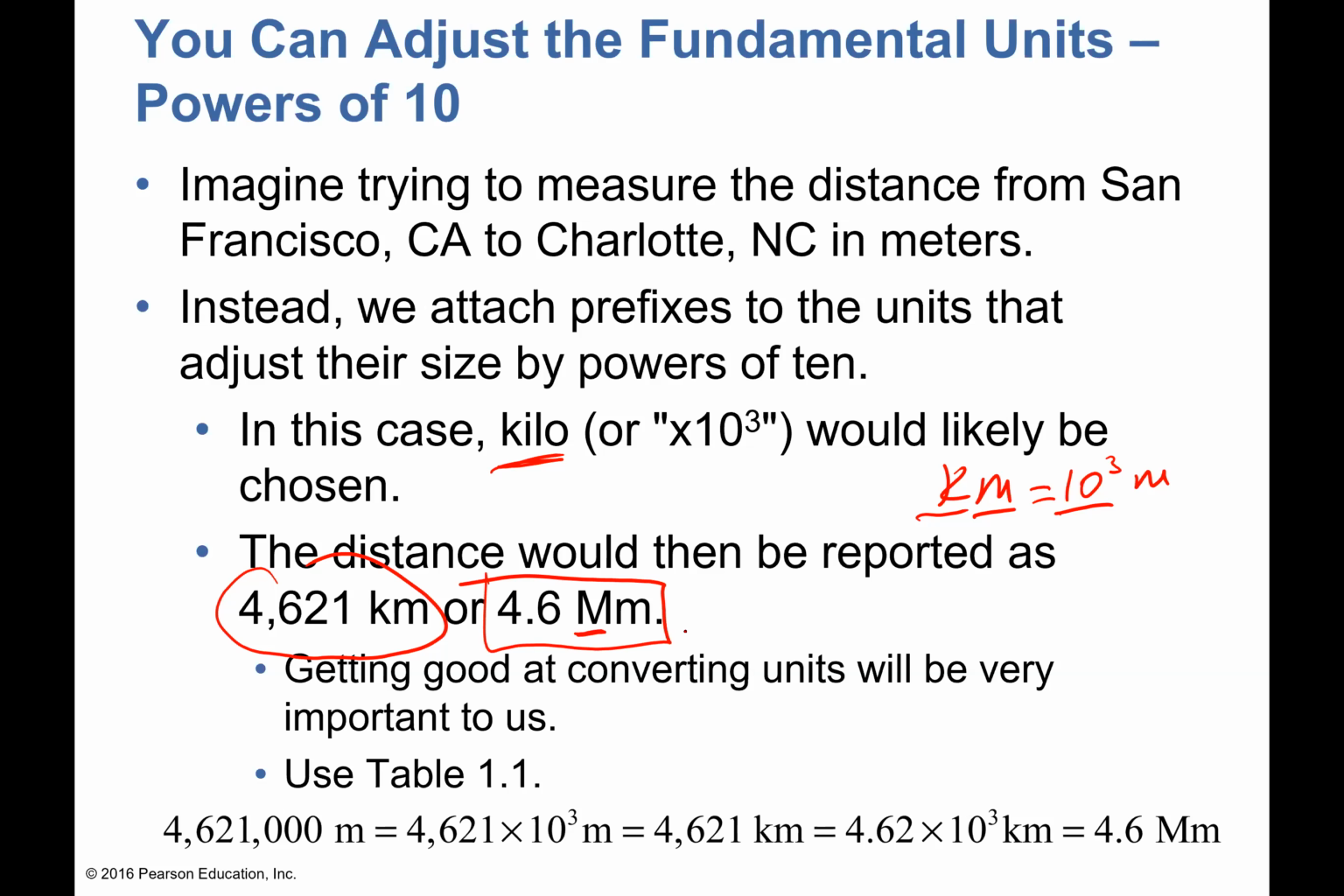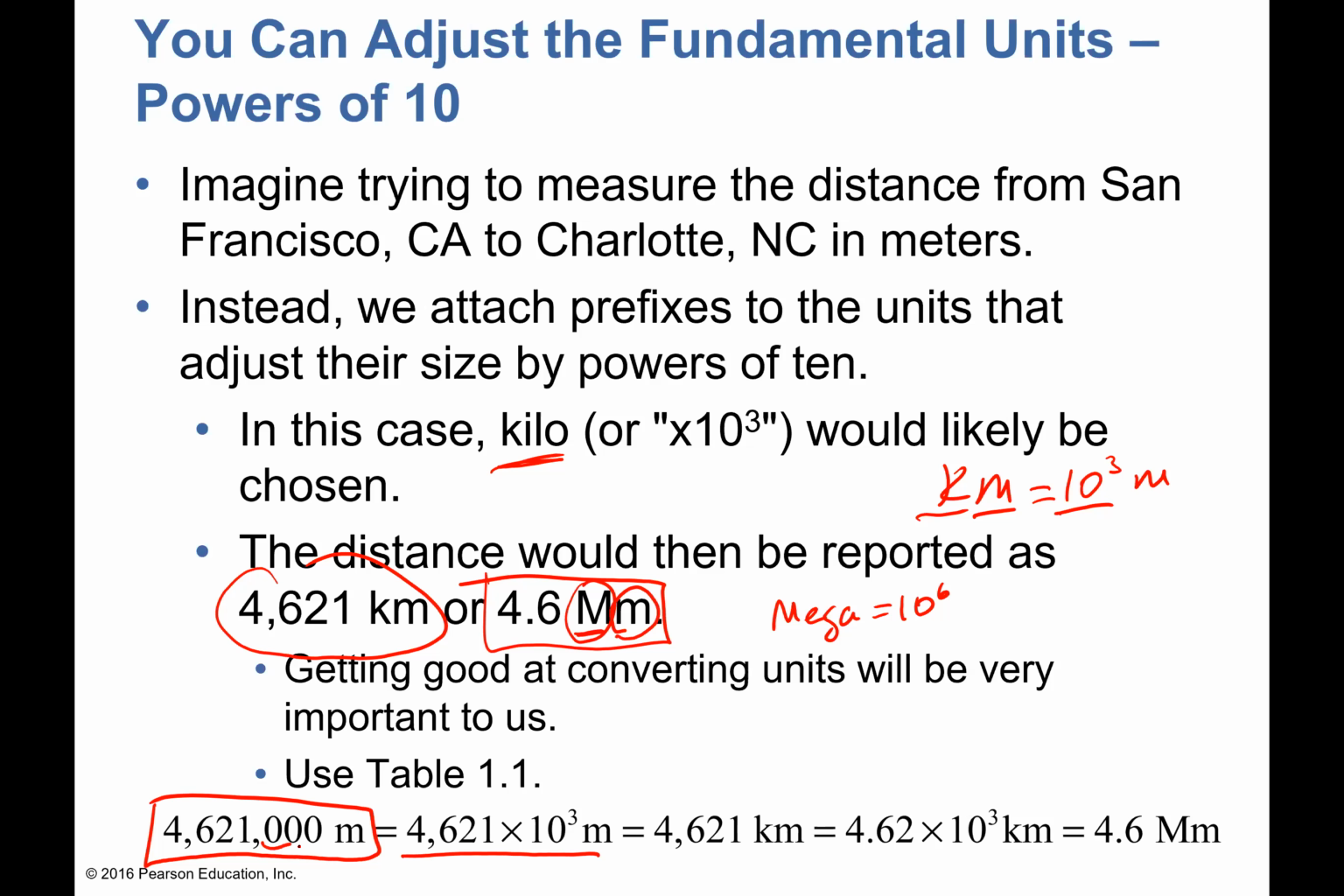The m here, you can see this lowercase m, is a unit, meters. Uppercase M actually stands for mega, which equals 10 to the 6, basically a million. That means it's 4.6 million meters. So you can see here's that number, 4.621 million meters. You can write it in terms of scientific powers of 10, 4.621.